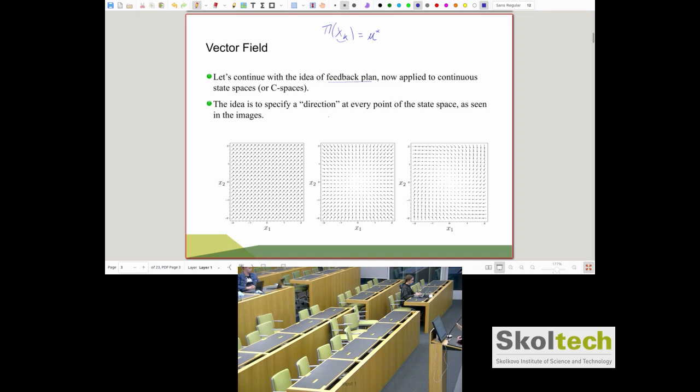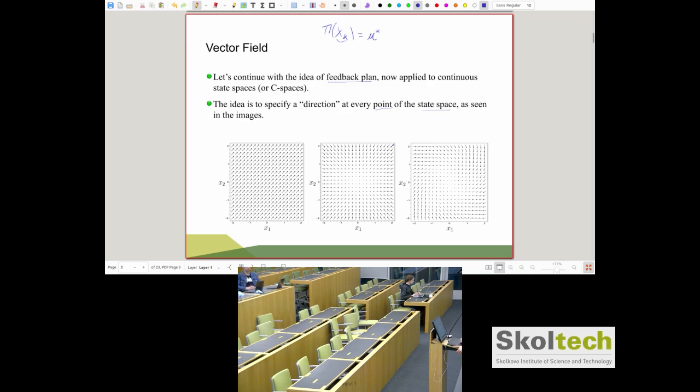Informally, presenting a vector field means that at every point, in this case it could be the state space, here it's discretized, but it could be continuous, this plane, any other higher dimensional space, it's up to you. For each point, we are going to define a direction, right? And this is an informal way of presenting it.